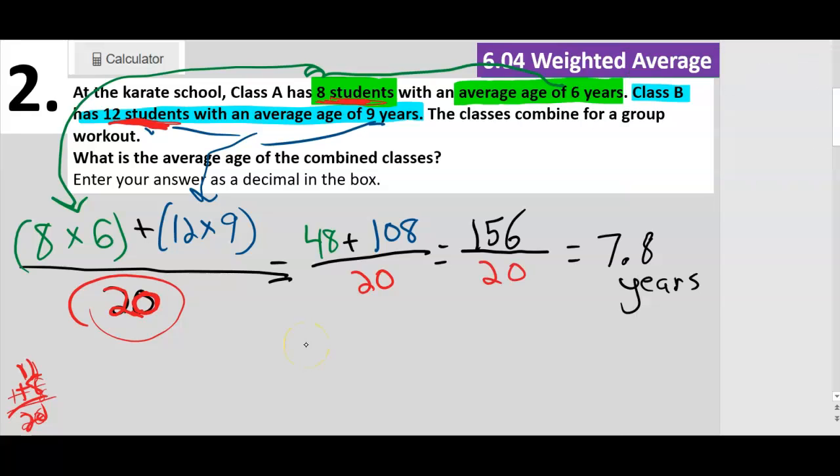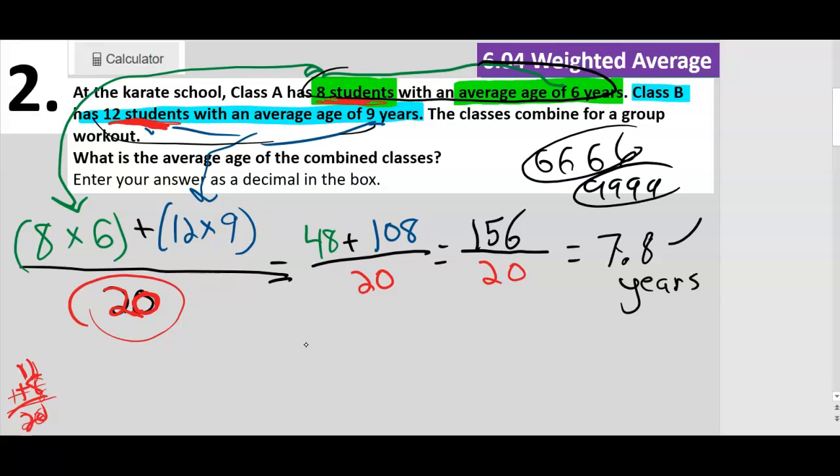All right, let's see if that makes sense. 7.8 years. We have 8 students at 6, and then we have 12 students at 9. So the oldest we have is 9, the youngest we have is 6, and 7.8 falls in the middle somewhere. So that does make sense. If we had something like 12 or 10 or 15, it wouldn't make sense. That's too big. If we had something like 5, 4, 3, 2, 1, 0, and negative 7, that definitely doesn't make sense. Nobody's negative 7 years old, are they? I don't know. That's something to think about. Next.